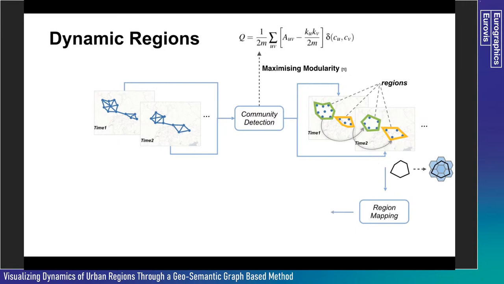Accordingly, we propose a mapping algorithm to identify different types of transformations. Suppose the current time step is T and the next time step is T plus 1. The first type is that one region at T splits into multiple regions at T plus 1, and the second type is that multiple regions merge into one region. The remaining types are: one region maps to only one region. No regions at T match the region at T plus 1. And the last type, no regions at T plus 1 match the region at T.